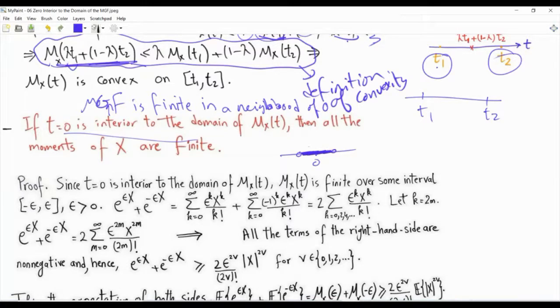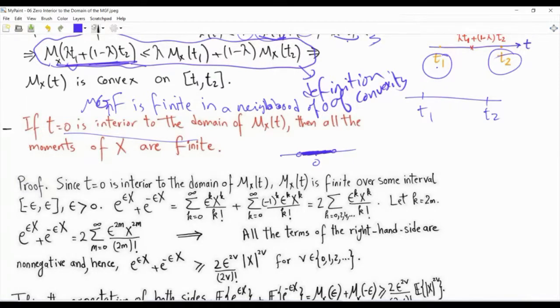You are guaranteed that the moment generating function is finite there. Okay, so question: what are the implications if you compute the moment generating function around 0, and you find that it is finite here? Then the first conclusion, which is basically the theorem, is that the moments of X are finite.